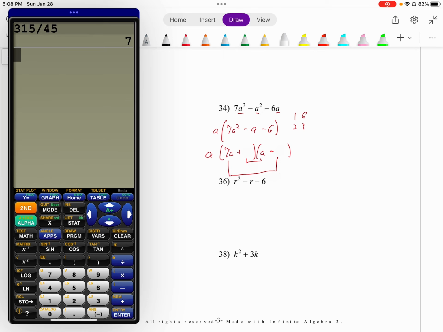Hopefully as you do these more and more, you can take better and better guesses. So we're going to switch the 3 and the 2. Oops, 3 here, 2 here. That's 3a and 7a times negative 2 is negative 14a, which gives us negative 11a. That's still not right. So we're going to have to try the 1 and the 6.